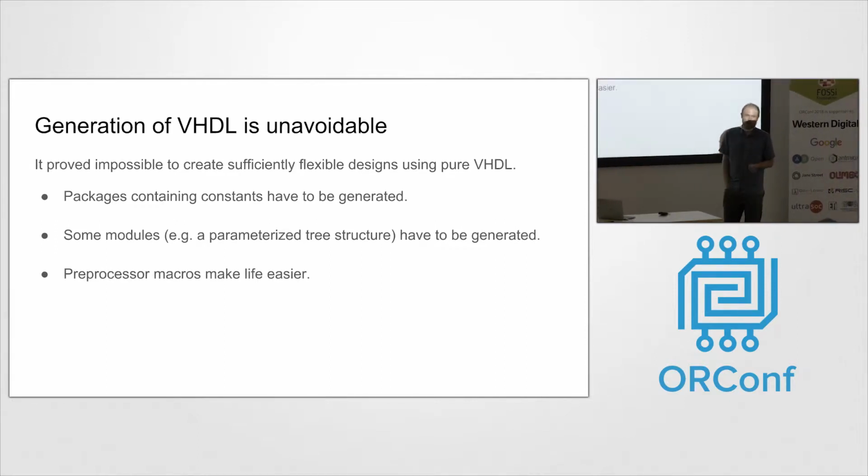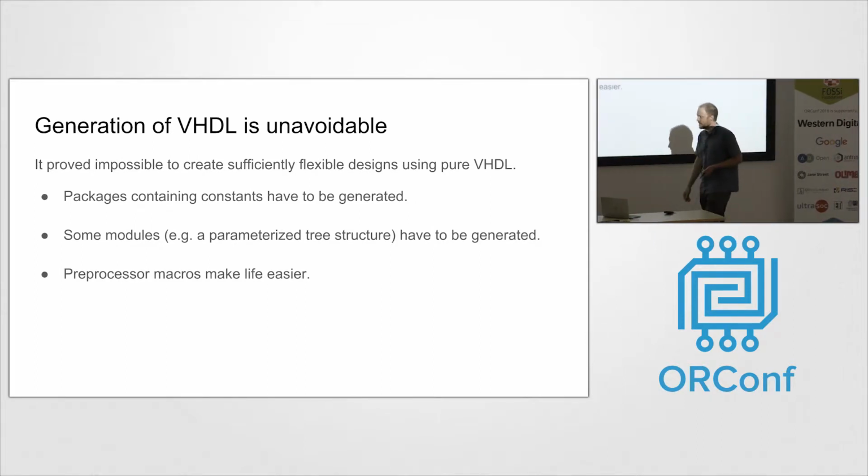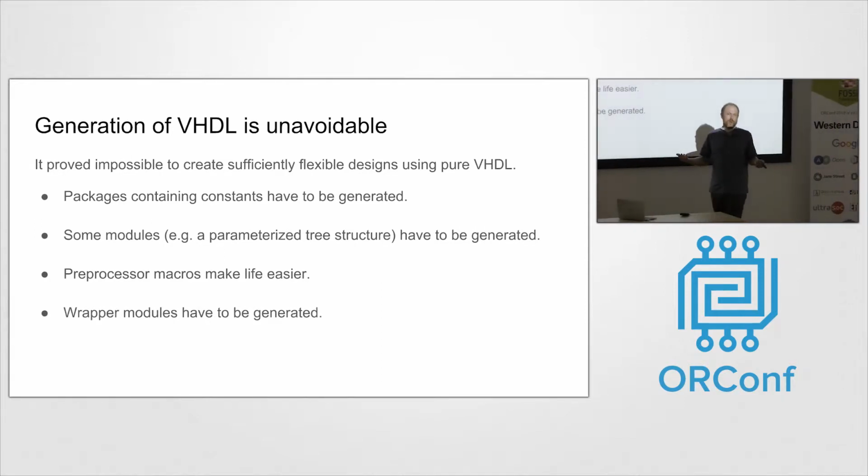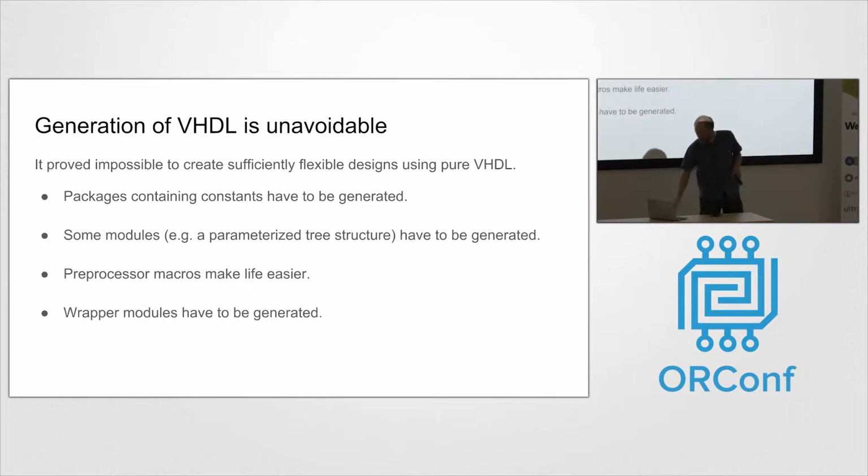Sometimes there's bits of code that you're writing again and again, and it's tedious to type them out, so you want some kind of preprocessor. And then often you need wrapper modules, where you want to wrap some kind of module up in something, and you want to generate that. You don't want to be writing that out.